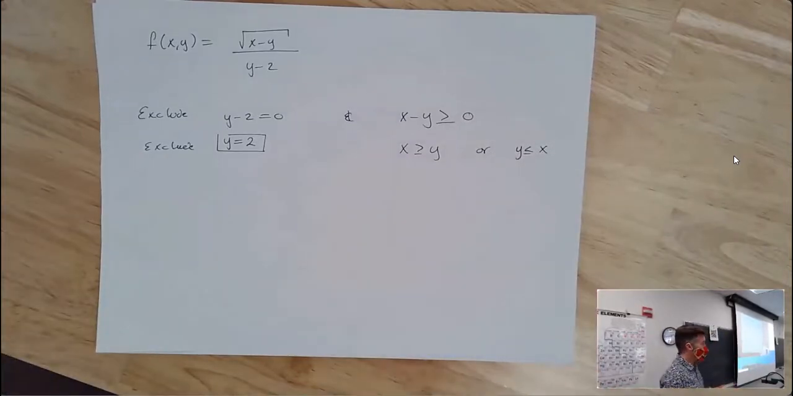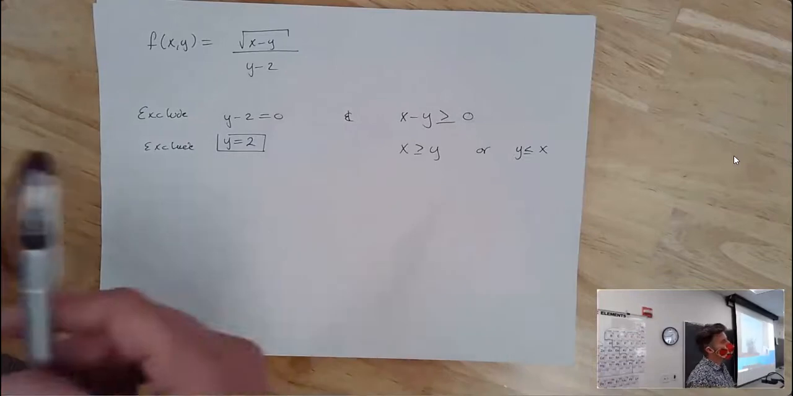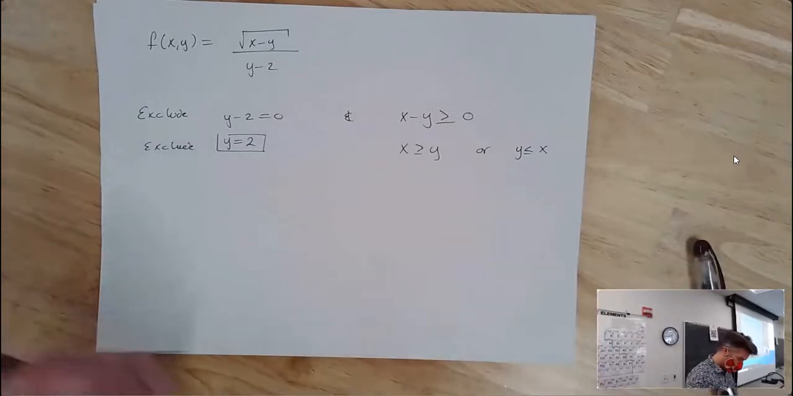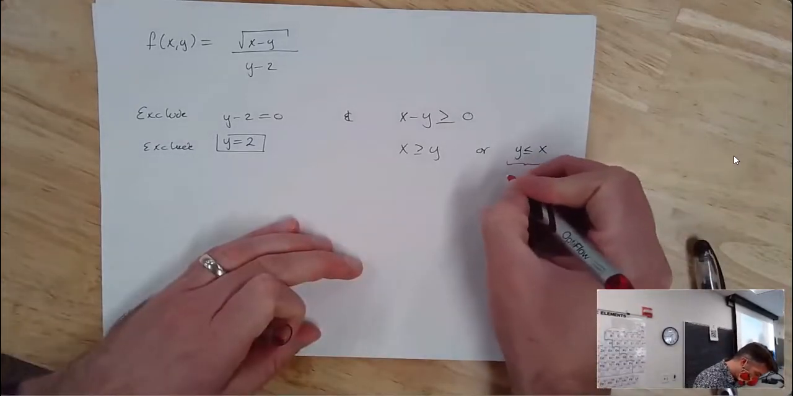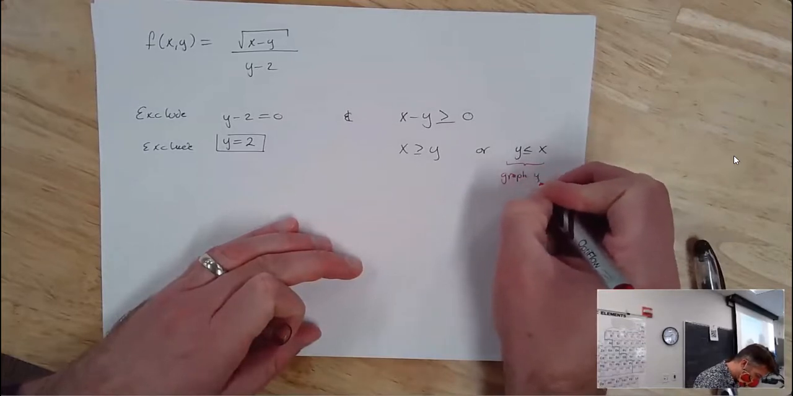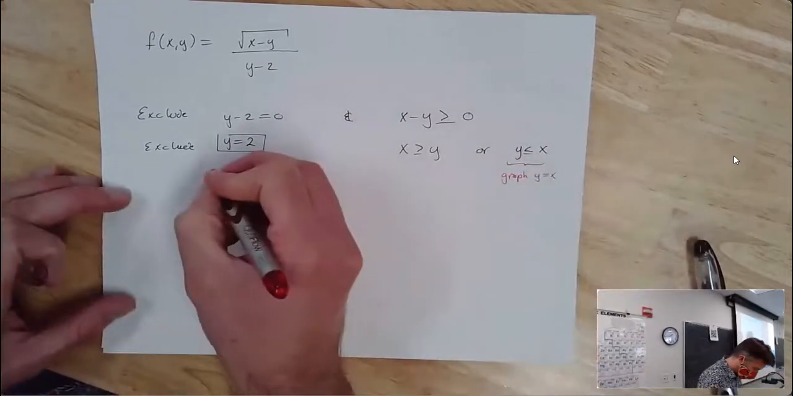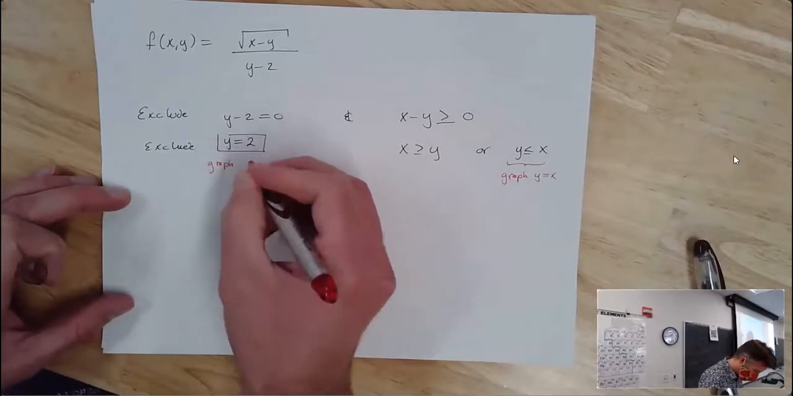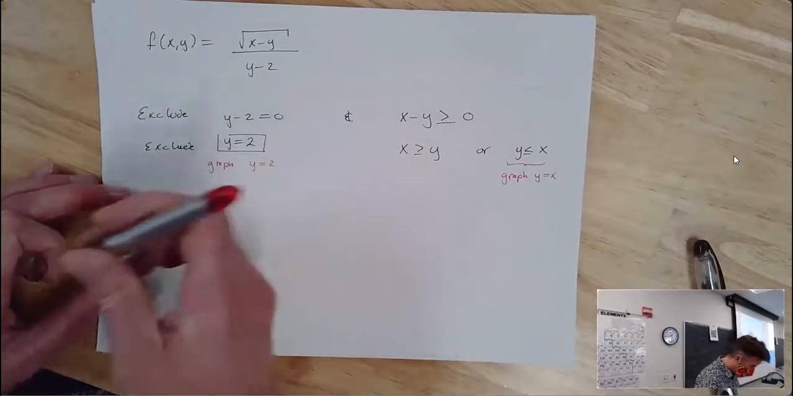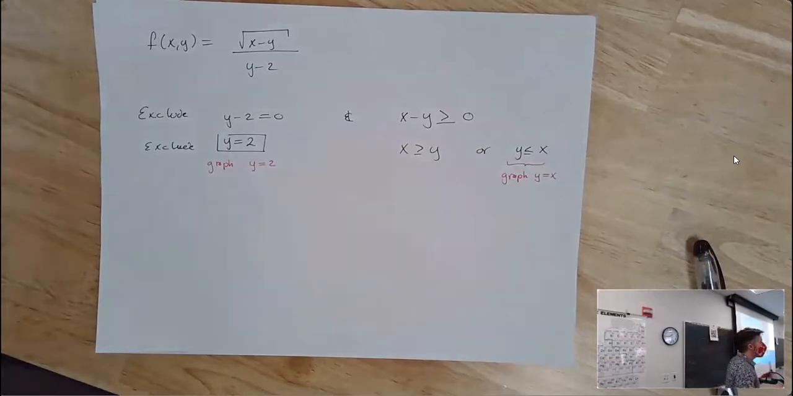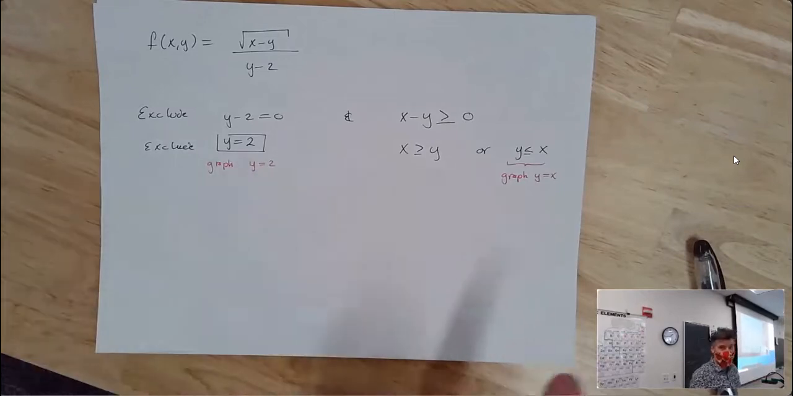I'm going to graph these two things. Well, I'm really going to graph y equal to x, and I'm going to graph y equal to 2. And when you're drawing the domain of some function of two variables, you typically want to draw anything you want to exclude. Like if you want to exclude a line, like I want to exclude the line y equals 2, I want to draw it as a dashed line.